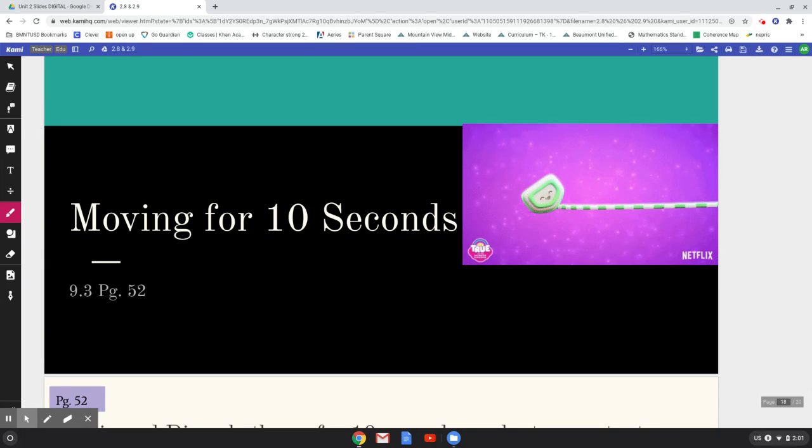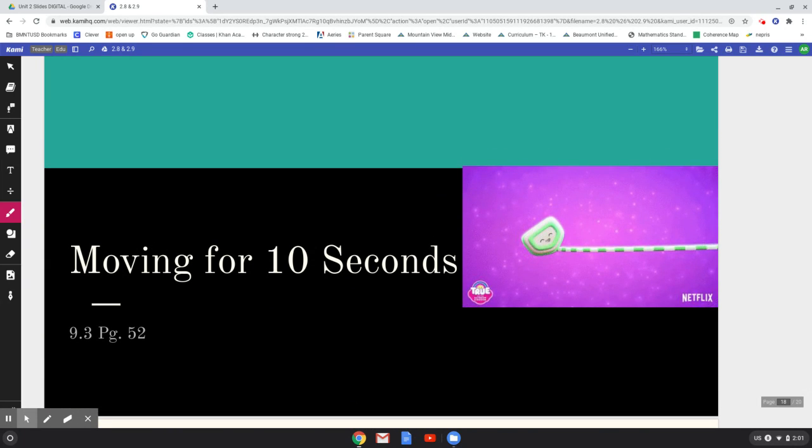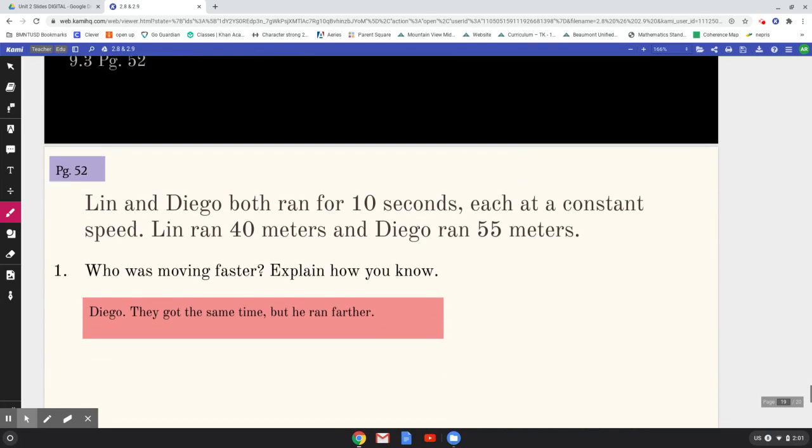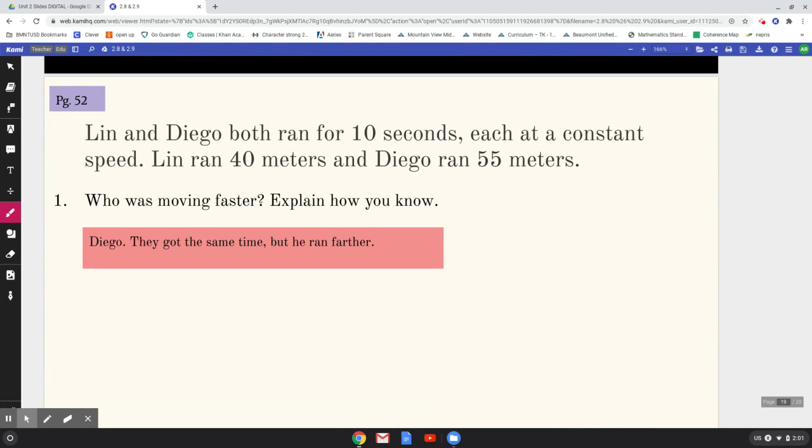Okay, so we're doing lesson 3 only on this section. So you're going to turn to page 52. All right, and then it says, Lynn and Diego both ran for 10 seconds. So they both ran that long, each at a constant speed. Lynn ran 40 meters and Diego ran 55. Who went faster? So Diego went faster. They got the same time, but he ran the farthest. So that is what you'll write for number 1 on page 52.